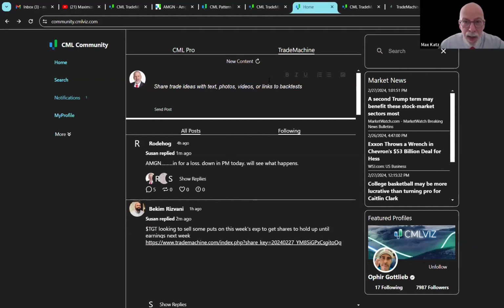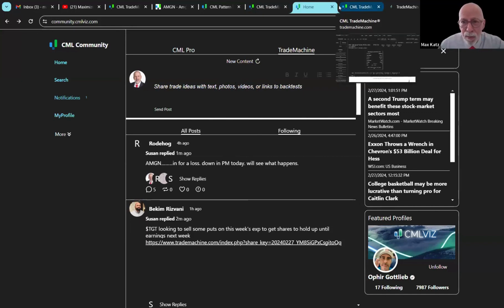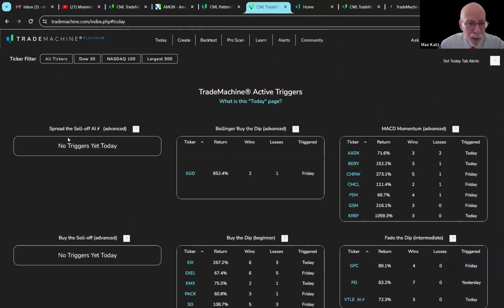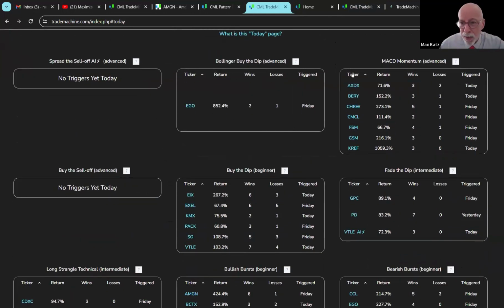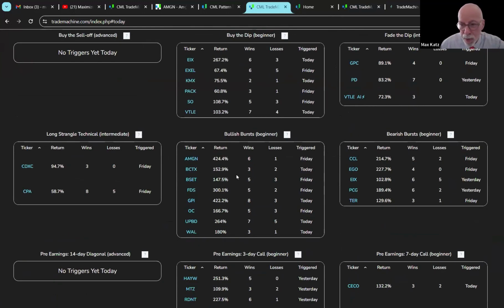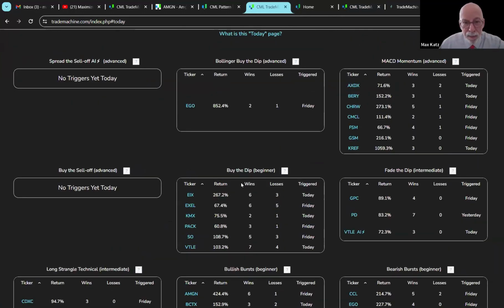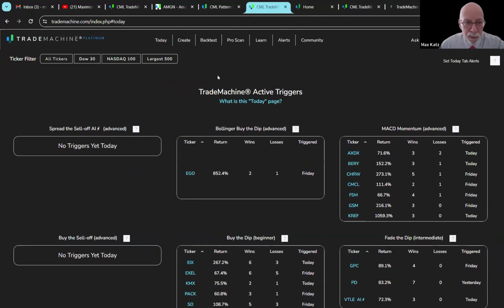So the Learn tab, the community, and then go to the Today tab. Make sure you understand the different strategies that are on the Today tab. Start with a simple one, a buy the dip, a bullish burst, a bearish burst, and we can get into the more complicated ones. So those are the three things I focus on first.